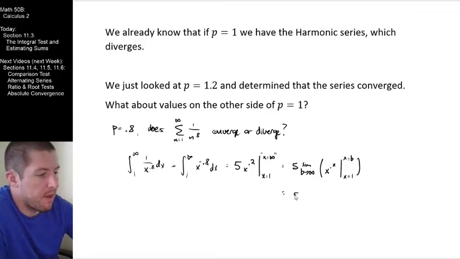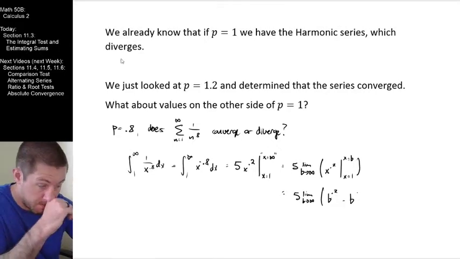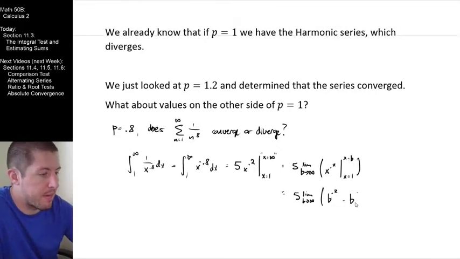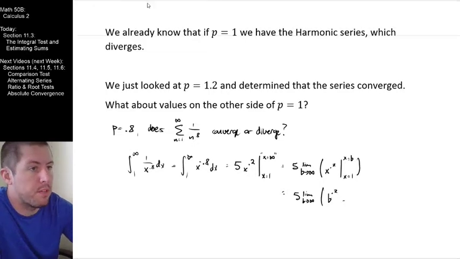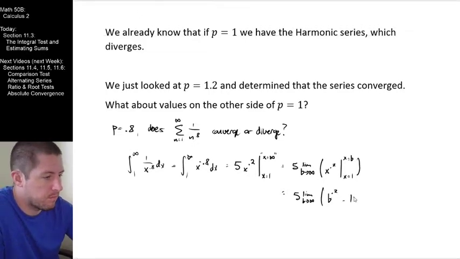This is going to give us 5 times the limit as b goes to infinity of b to the 0.2 minus, sorry, there's no b in the second part. I keep trying to make the second part about b also. That's just 1 to the 0.2. And it looks like what we're getting here is 5 times infinity minus 1. It looks like this is going to diverge.